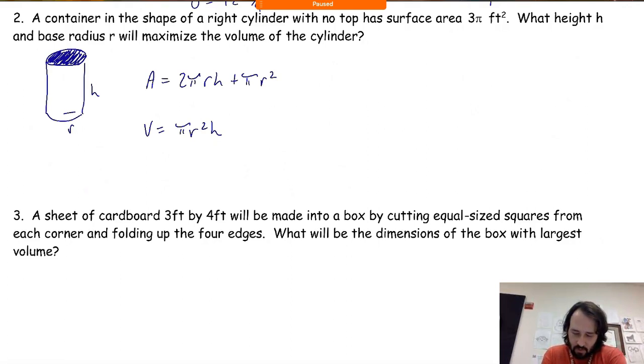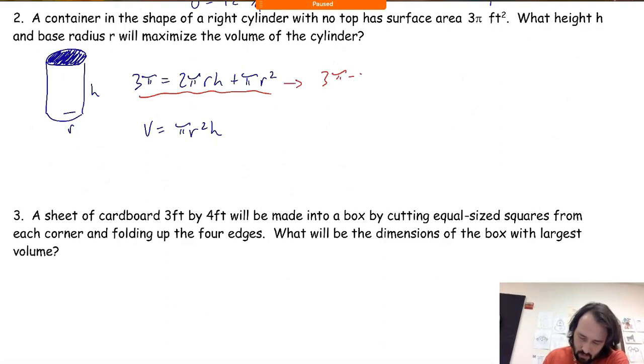Okay, so those are my two relationships. My surface area is 3 pi feet squared, so I will go ahead and put in 3 pi. And looks like I need to find the relationship between r and h. So probably it would be the easiest to solve for h in this one. So I'm going to do 3 pi minus pi r squared divided by 2 pi r.